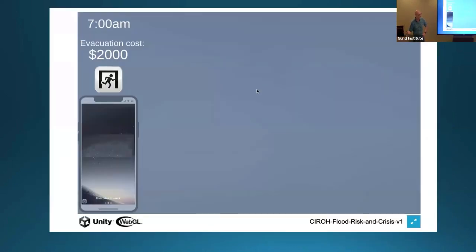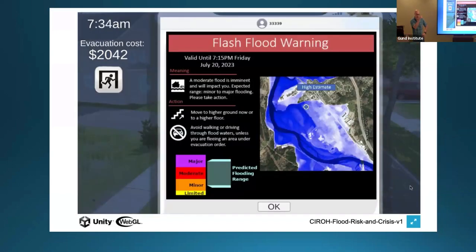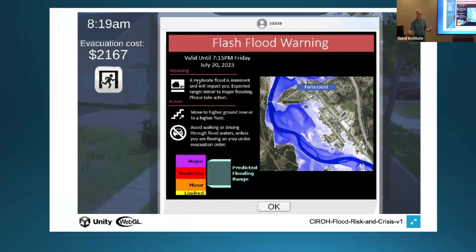So in this game, we're looking at willingness to evacuate. And basically, we're putting out different flood messages. And in this game, you get a flood message, a warning message, different types of messages.